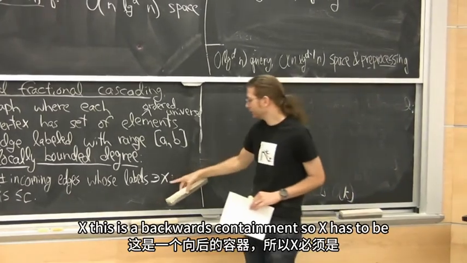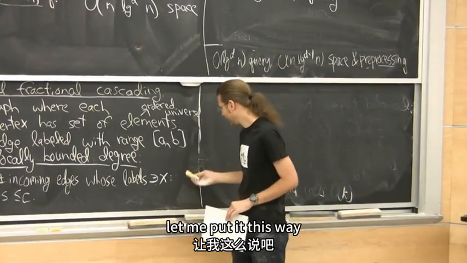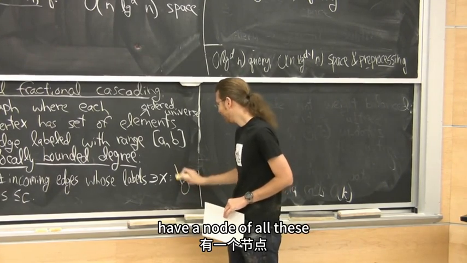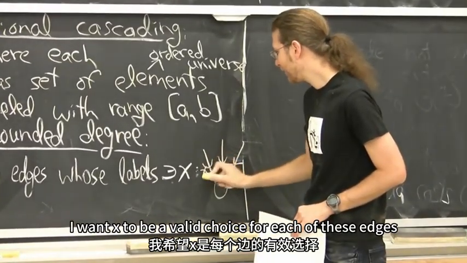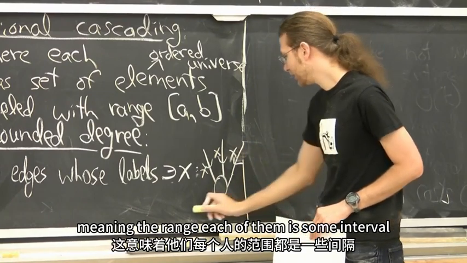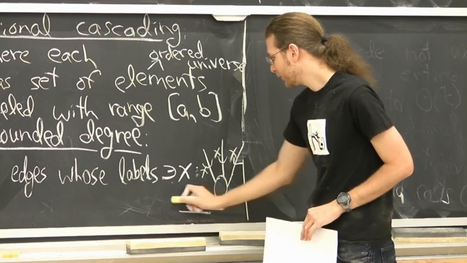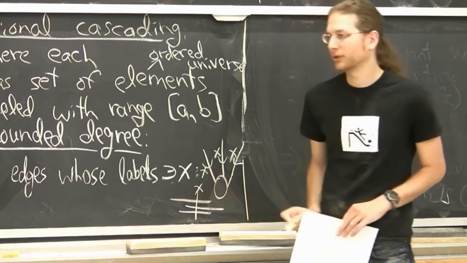Containment x is a backwards containment. So x has to be, let me put it this way, I have a node with all these edges coming into it. I want x to be a valid choice for each of these edges, meaning the range of each of them is some interval on the line. All those intervals should contain x.